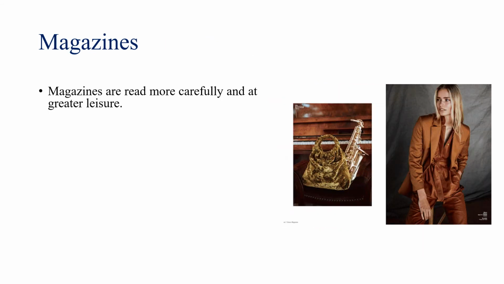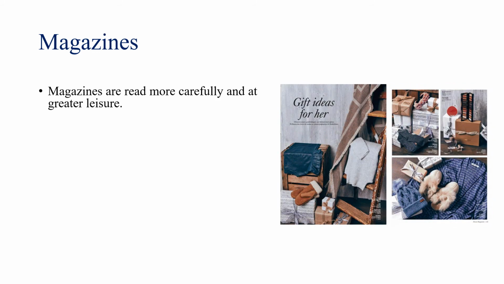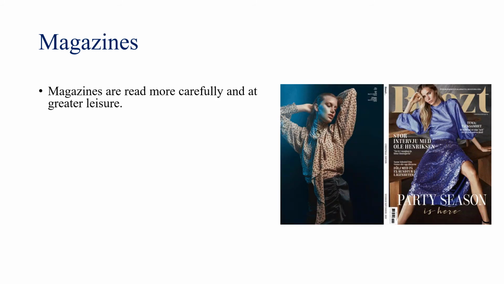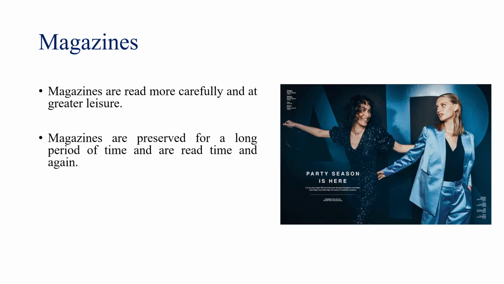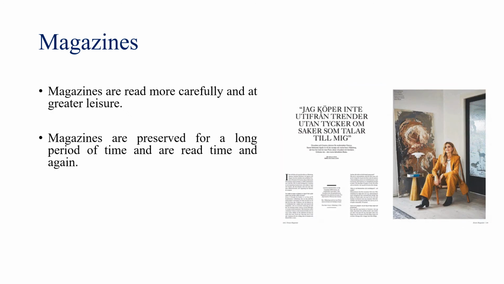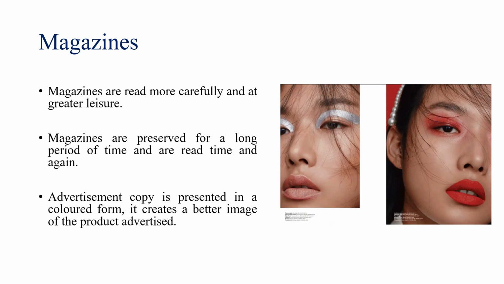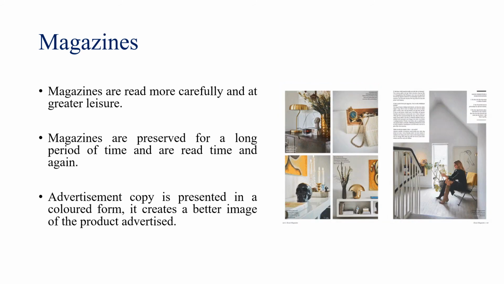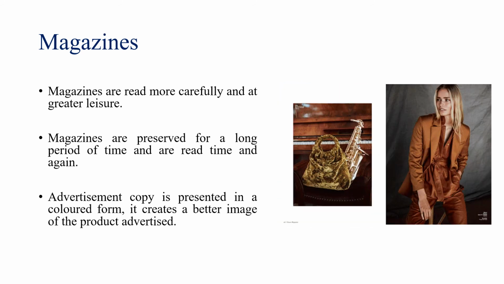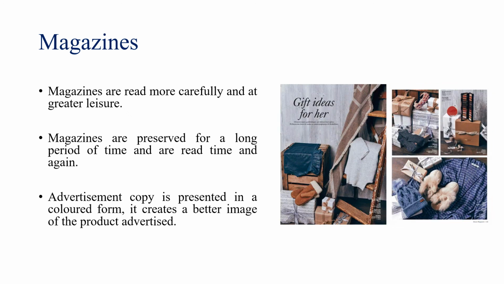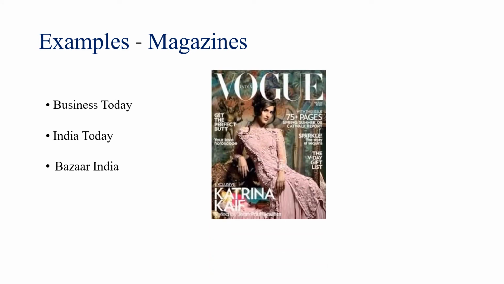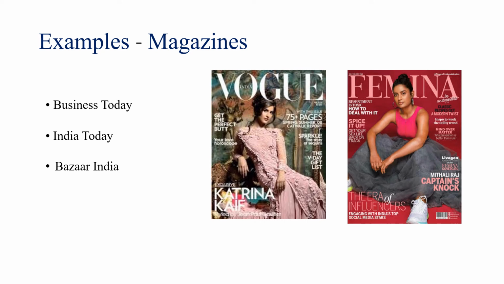Next is magazines. Magazines are read more carefully and at greater leisure. Magazines are preserved for a long period of time and can be read again and again. Advertisement copy of a magazine is presented in a colorful form. Therefore, it creates a better image of the product advertised. Some examples of magazines are Business Today, India Today, Bazaar India, and fashion magazines like Vogue, Femina.